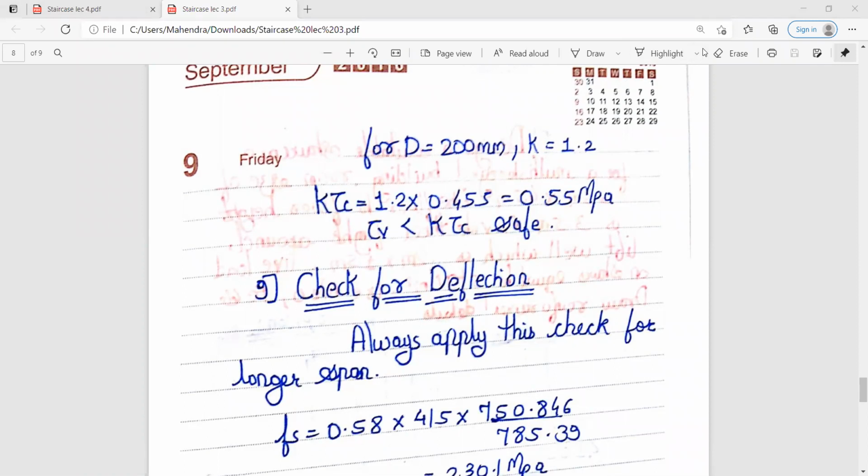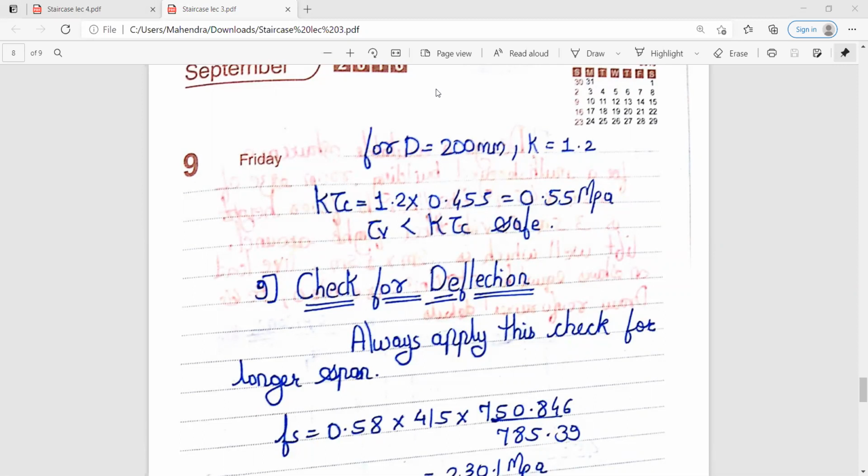So after calculating K into tau c, your value comes up to be 0.55 megapascal. So it is fitting in your design criteria, that is tau v is less than K into tau c. So your design is safe. So your check for the shear is safe over here.